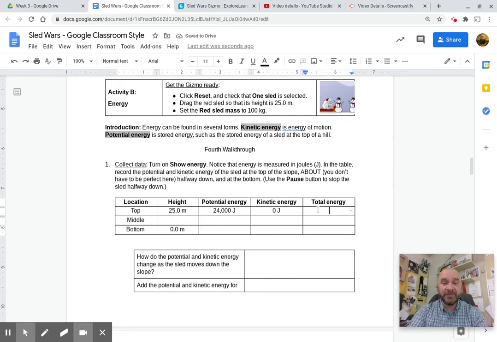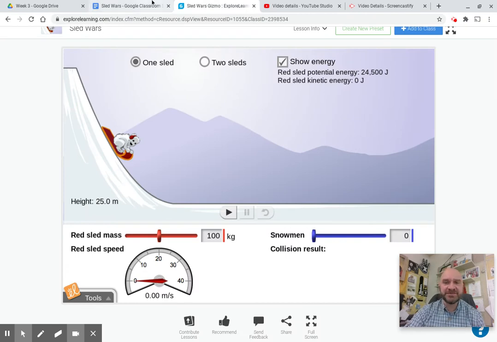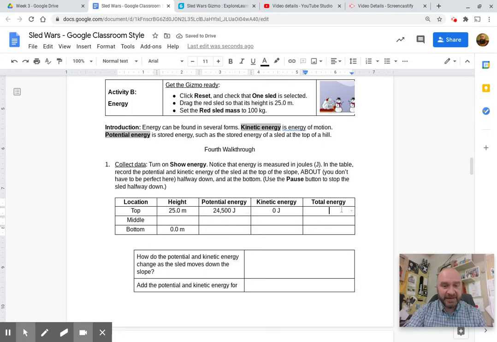Don't forget the label. And then total energy is going to be potential plus kinetic, mechanical. And so we can add these two and get 24,500. And this should be 24,500. That's what it was, right? Yep, 24,500. Okay, good. And so I would add that 24,500 joules. Okay, good. Now, this right here is for you to record where you paused it at.